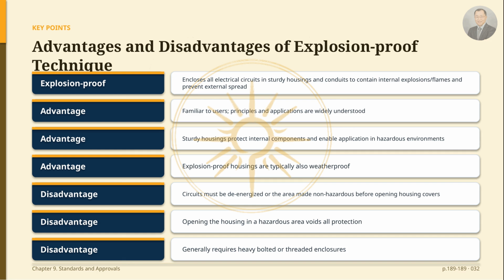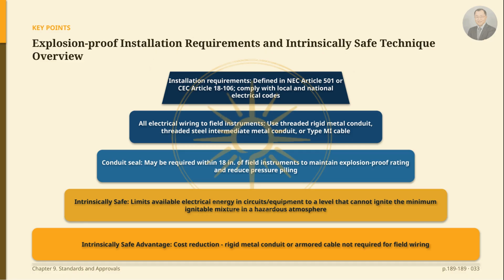Before housing covers may be removed, circuits must be de-energized or the location rendered non-hazardous, and opening the housing in a hazardous area voids all protection. Additionally, this technique generally requires the use of heavy bolted or screwed enclosures. Finally, regarding installation, the user has responsibility for following proper installation procedures. I will now cover the installation requirements for the explosion-proof technique and provide an overview of the intrinsically safe technique.